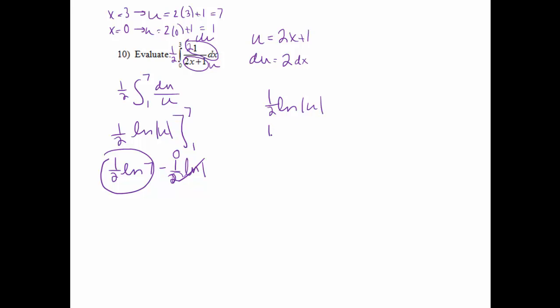I would have replaced my u back with the 2x plus 1, and then I'm just going to evaluate it at the 0 and 3. You'll notice when I evaluate it at 3, plug the 3 in. 2 times 3 is 6, plus 1 is 7.